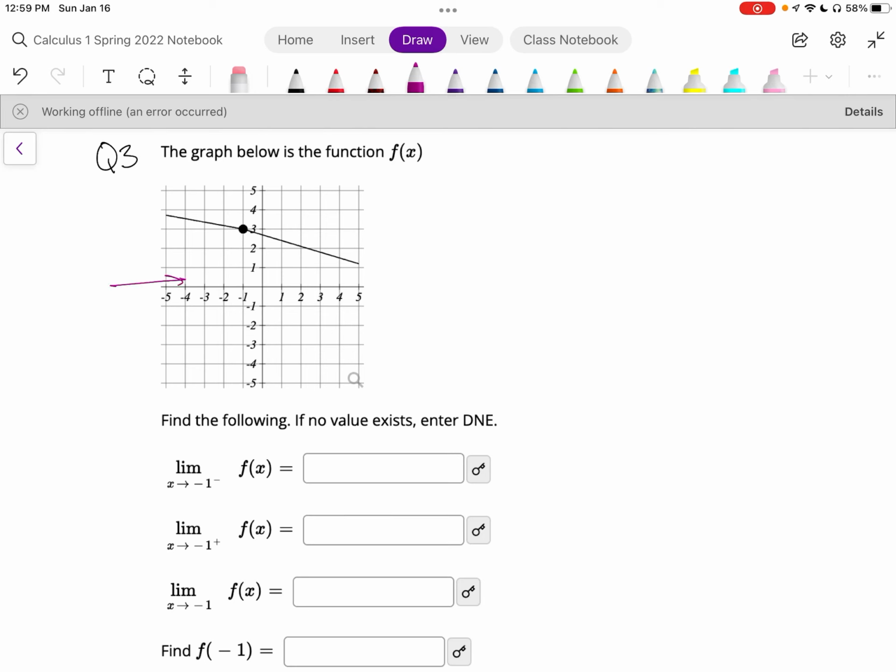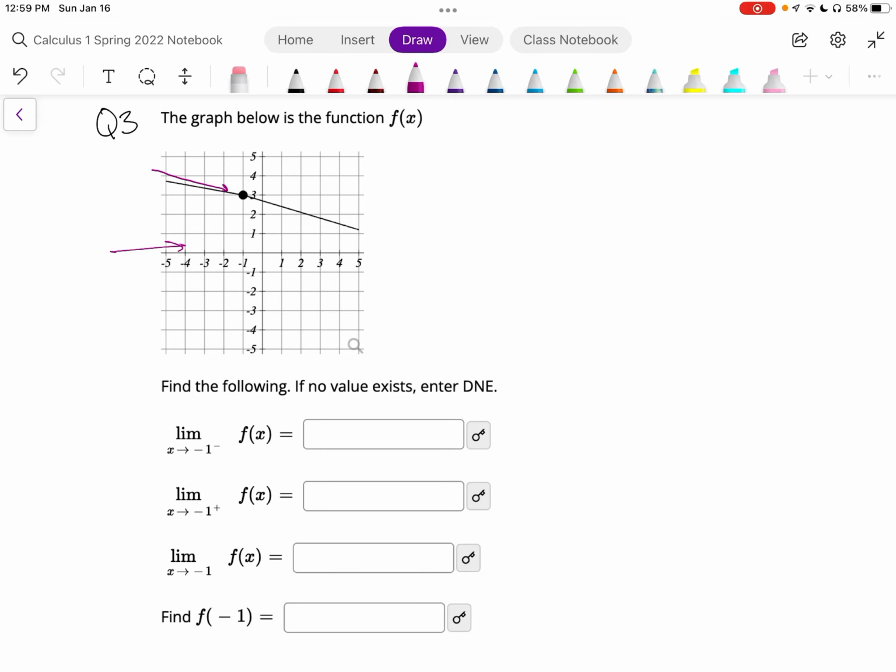So again, we're coming in from the left. If we were an ant on the line, we'd be coming in like this, and we would be approaching this value right here. So we are approaching what y value? Well, it looks like 3. Okay, so it's approaching 3. All right, so let's get rid of all this, and now we'll talk about the next one.